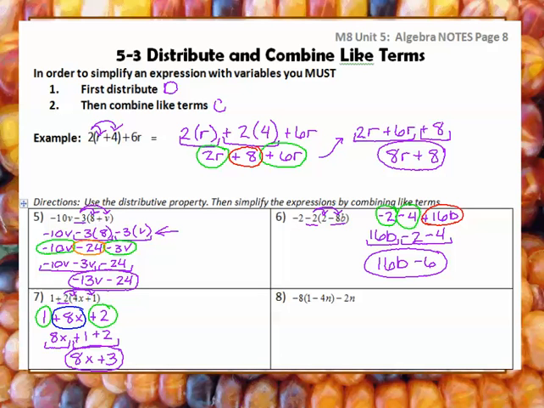Pause the video here, try number 8 by yourself. When you're ready, unpause the video.